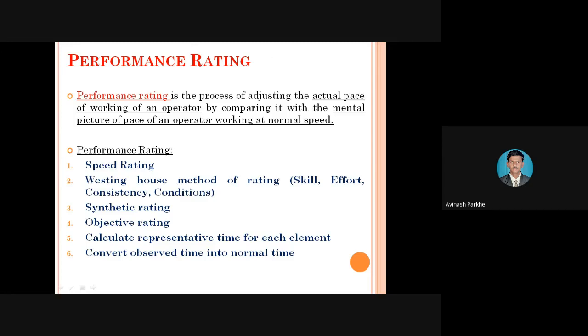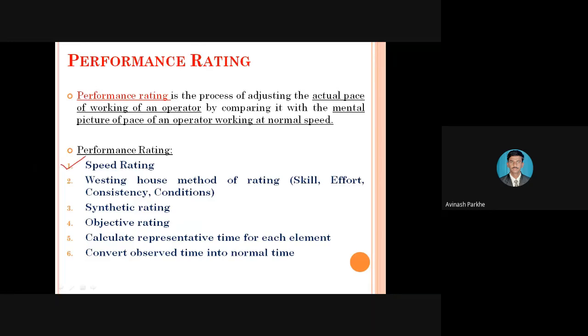And in that, again, there are different types of methods which are considered under the performance rating concept. These are the different steps or methods through which you can go for the performance rating of that particular operator. So through these 6 techniques, or these 6 methods, we can check the performance of the operator.